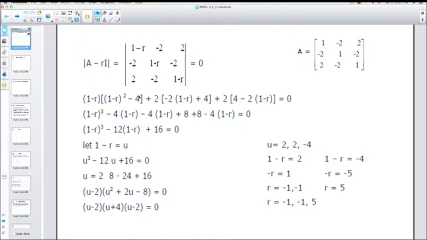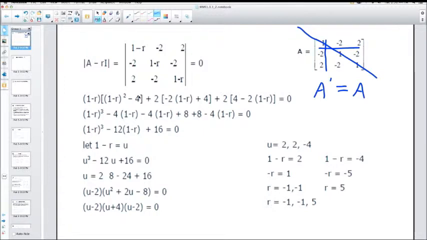We call this kind of matrix a symmetric matrix. If you swap the row and the column, you see the 1, -2, 2, and the 1, -2, 2, they're the same. In other words, it's symmetric with respect to the major diagonal. So it's a symmetric matrix.